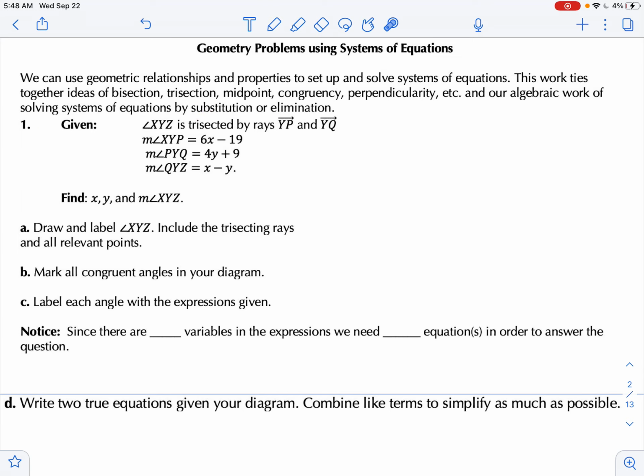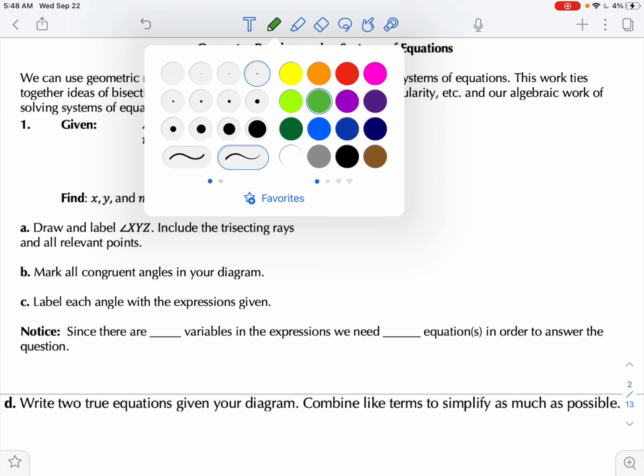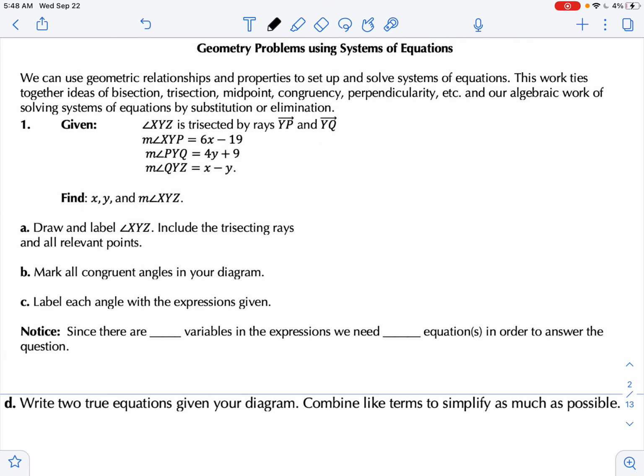So number one, we're given a lot of information and we're asked to find three things. For the first few problems, I scaffold this thinking for you. I walk you through what I believe to be really helpful things to do in order to answer these questions rather than just starting from scratch. Part A asks us to draw and label angle XYZ. We're told to include the trisecting rays and all relative points.